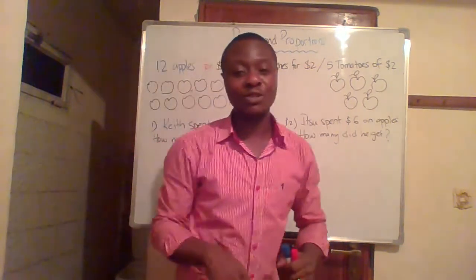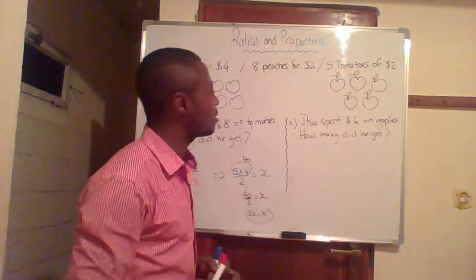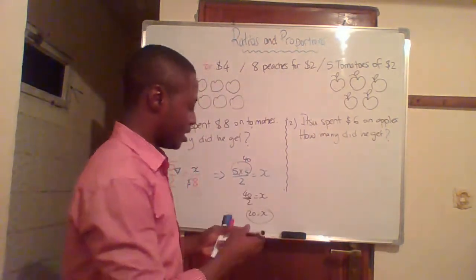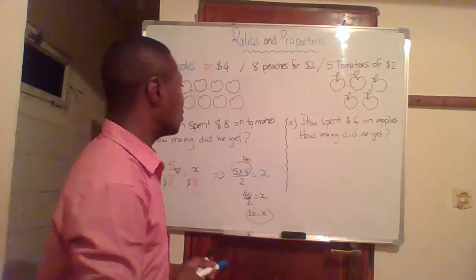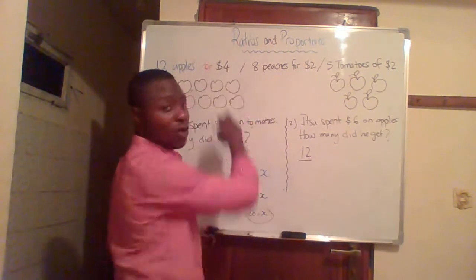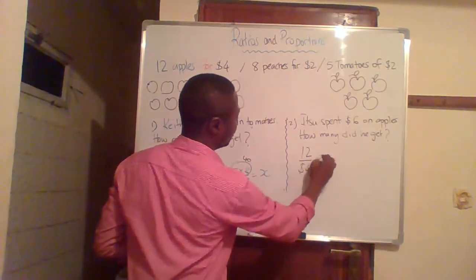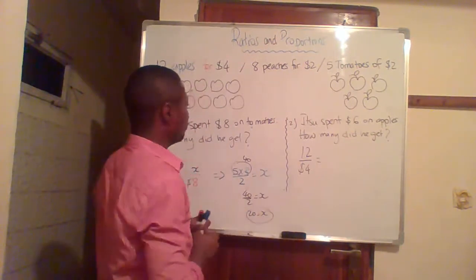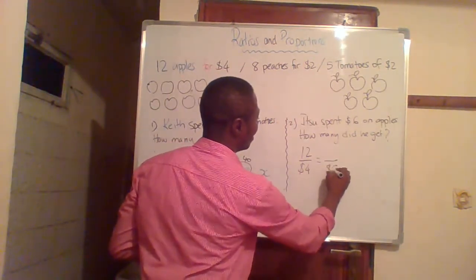So let's move on to the second problem. Sue spent $6 on apples. We need to make the ratio of apples to money. What's the ratio of apples to money? It's 12 apples for $4. So I'm gonna put the dollars here at the bottom. Now how much did he spend? He spent $6. I'm gonna put the dollars at the bottom.